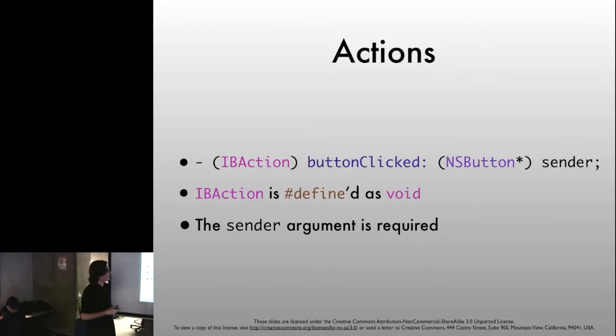You have some method with a name, and then it takes in as a parameter the object that sent the message. And that's really useful because if you have a bunch of buttons that all basically do the same thing, it would be silly to have to write a receiver method for every single button. You can just send all of those to the same receiver method, and then key off of the title of the button or the tag number of the button, so that way you can know which button sent the message. And on Mac, the sender argument is required. On iOS, it's not. You can have a no parameter action.